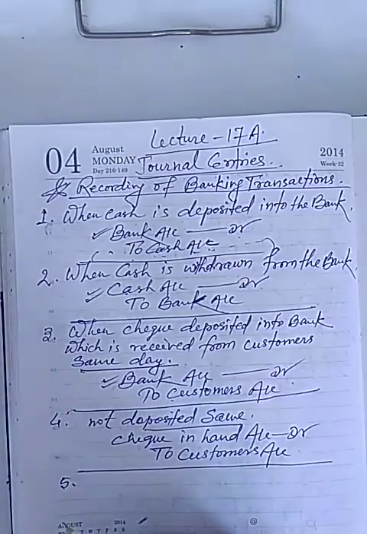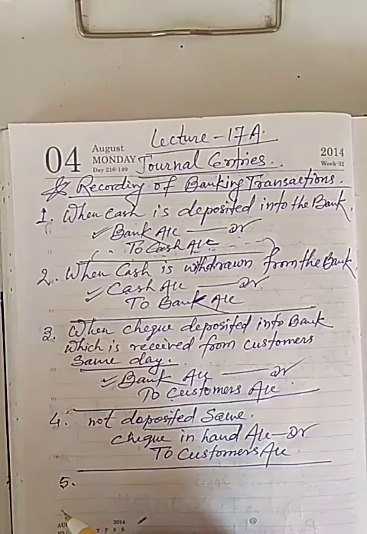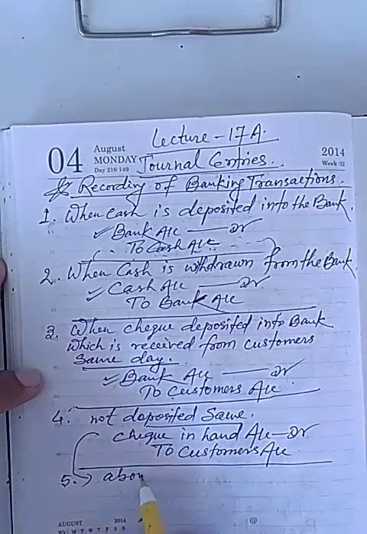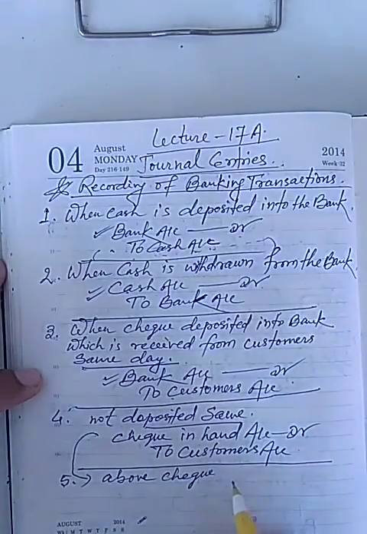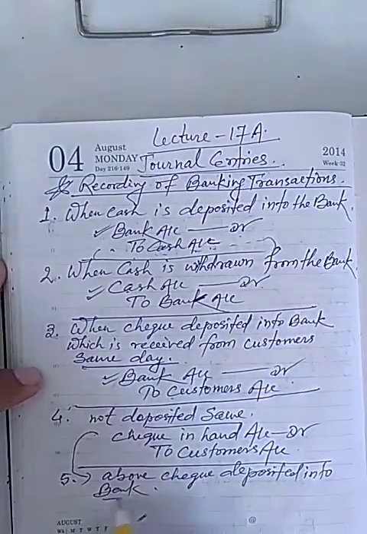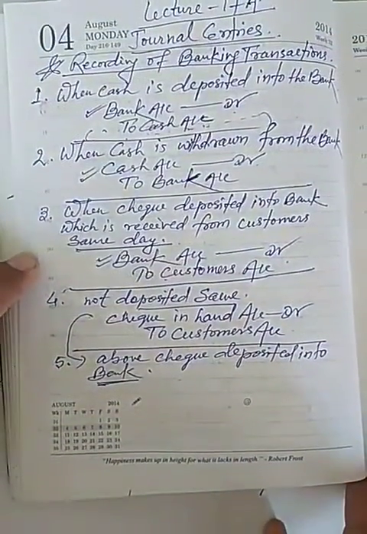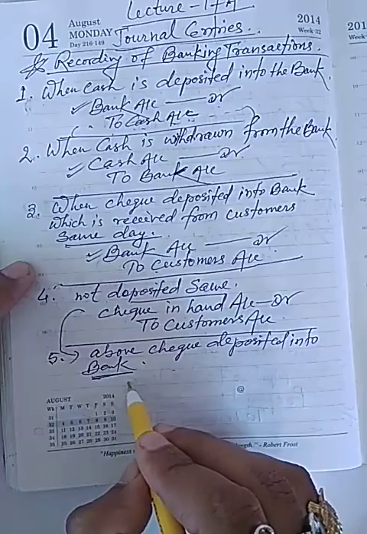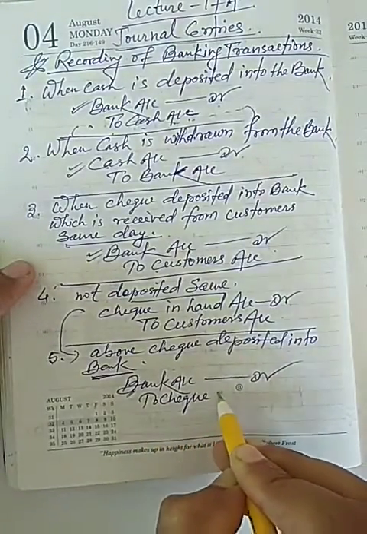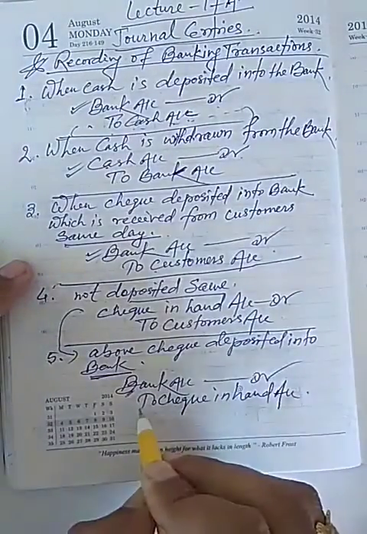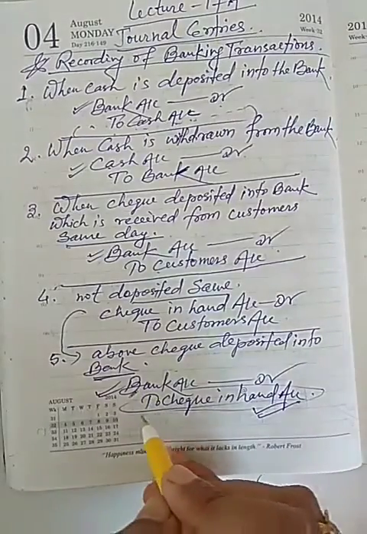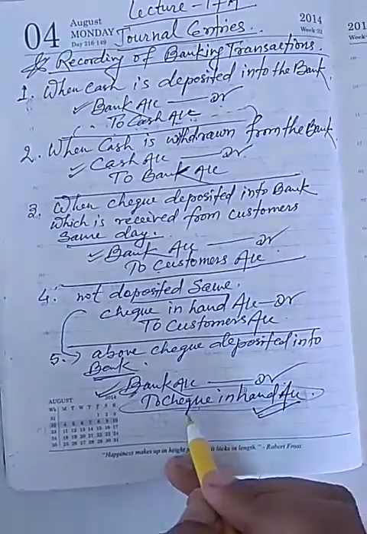Now fifth point is, when I deposit this check, means above check deposited into bank, then journal entry will be bank account DR to check in hand account, because check in hand account, check is going and bank is receiver, so journal entry will be bank account DR to check in hand account.